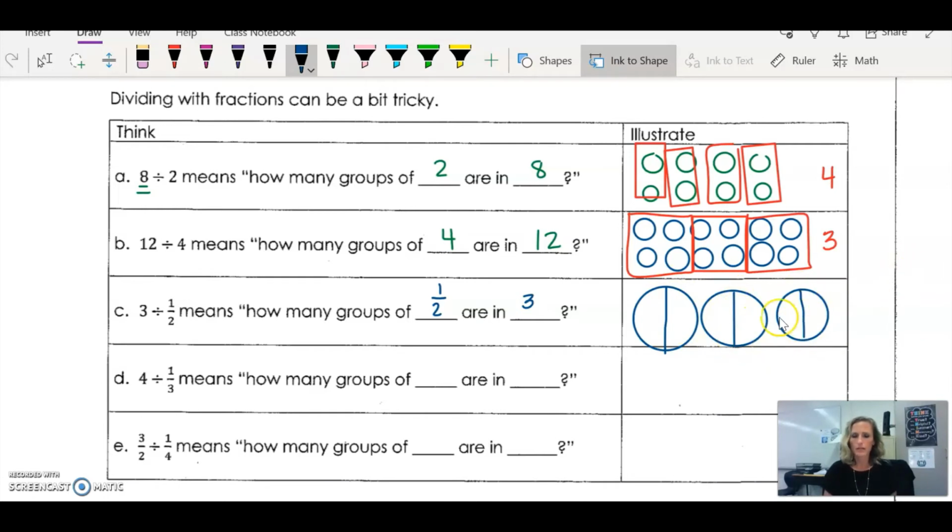So I've got 3 items, and they've all got halves, and now we're going to determine how many groups of 1/2 are in these 3. So here's a group of 1/2, and here's a group of 1/2. Here's a group of 1/2, and here. And then finally, we've got 2 more here. So there are 1, 2, 3, 4, 5, 6 halves in 3.